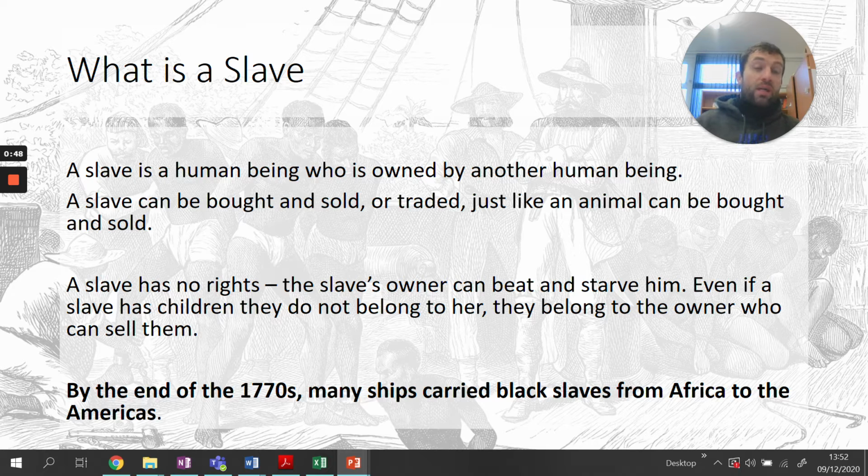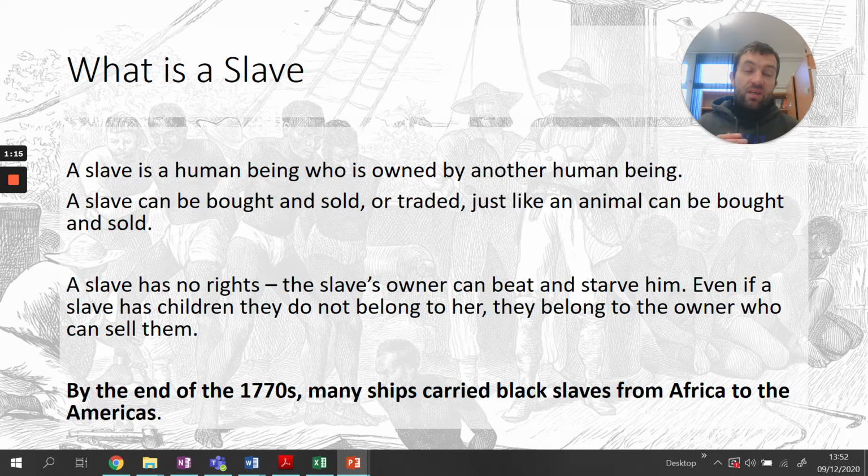So slaves had no rights. They were seen as objects and not as people. The slave owner could beat them, starve them, do whatever they wanted with them because they were objects and not human beings. Even if a slave had kids, their kids did not actually belong to them. They belonged to the owner, who could sell your kids to be slaves to someone else, and make money from you having children.